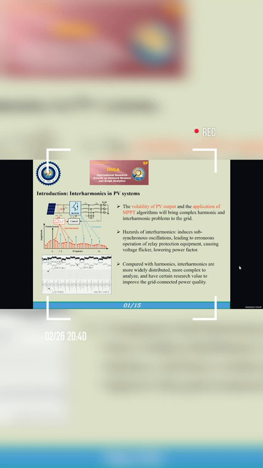Compared with harmonics, interharmonics are more widely distributed, more complex to analyze, and more serious in harm. The research of harmonics suppression strategy of PV grid-connected system is key to improving the quality of grid-connected power, and it has a certain engineering value.